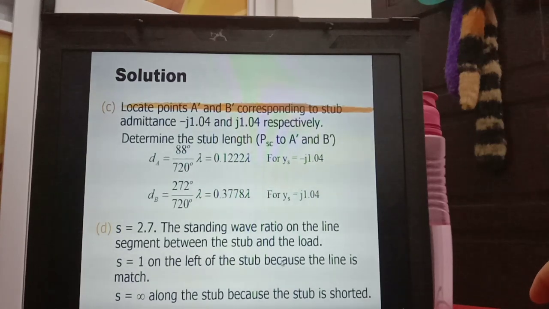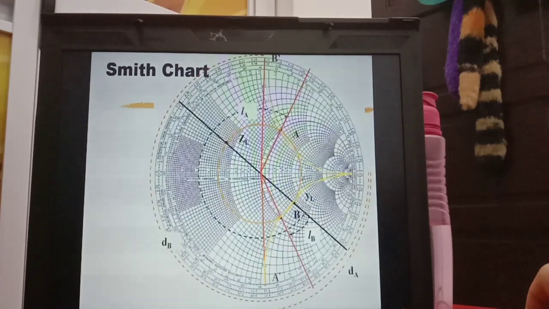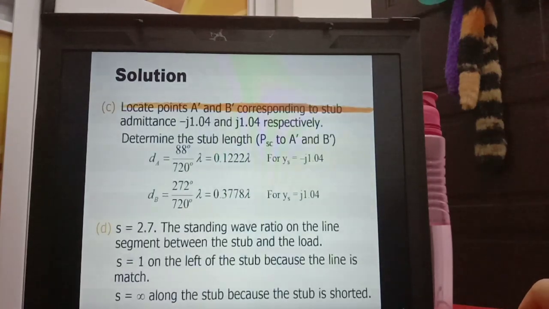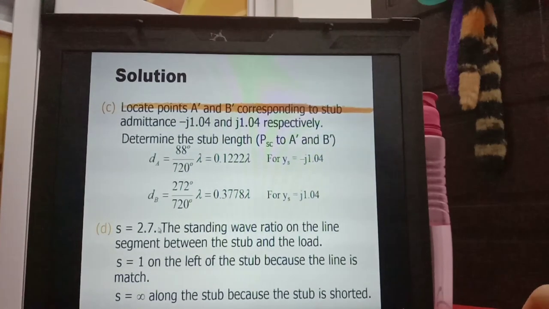But between the stub line and the antenna or the load, we still have a mismatch. That mismatch will give us a standing wave ratio of 2.7, which is the original standing wave ratio given by this point that is touching the constant conductance circle of 2.7. Therefore, the standing wave ratio is 2.7. As for the stub line, because the end of the stub line is short-circuited, we will have a standing wave ratio of infinity. That is the end of this example.